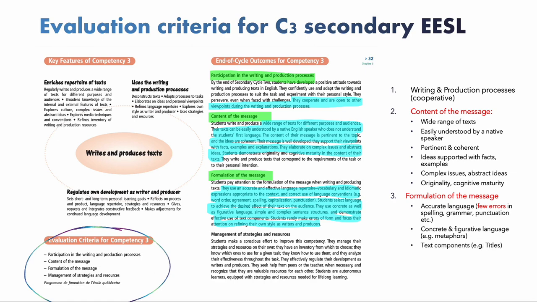So we are expecting them to use that. They use text components effectively, like they know how to use a title and a subtitle. We're going to teach them to do that and expect them to use that regularly. They rarely make errors of form and focus their attention on refining it. Okay, so this is where you can start to say, okay, errors are no longer acceptable. We're going to start to identify those, weed them out, and make you a much better writer.